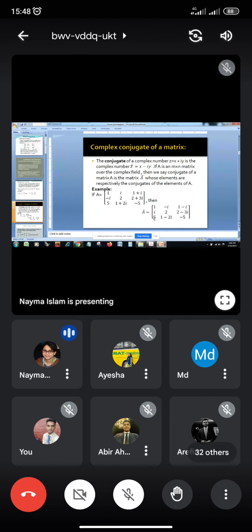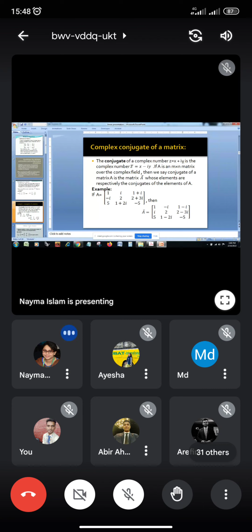Okay. This is the complex conjugate of a matrix. We know that a complex number is defined as z equal to x plus iy. We usually define a complex number by z, and a complex number means combining a real number and an imaginary number.